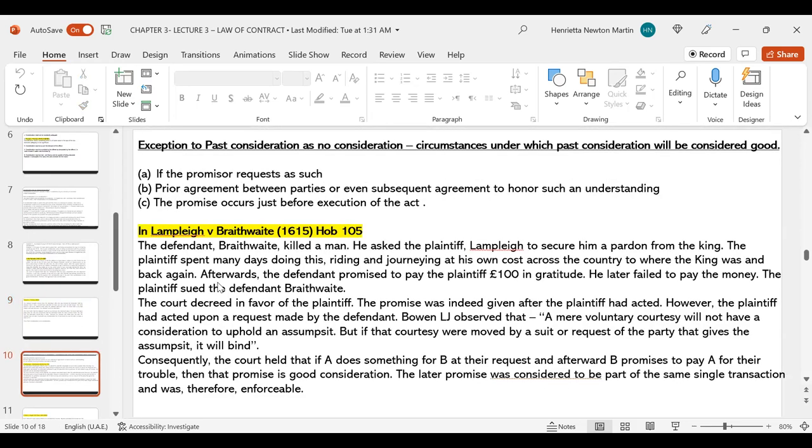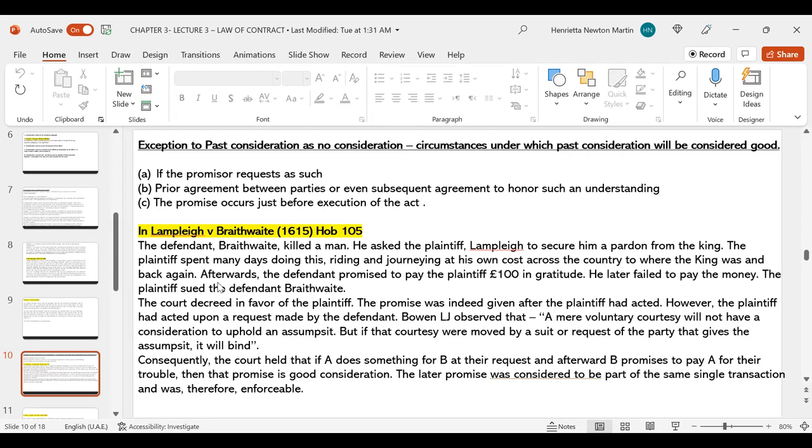Now, what are the exceptions? Normally past consideration is no consideration, but there are exceptions to this rule in English law. There are certain circumstances under which past consideration will be considered a good consideration. First, if the act is done at the promisor's request, that is, it proceeds from the promisor, the one who is willing to give something in return, who says, okay, you can pay me at a later stage, first I will complete the job.